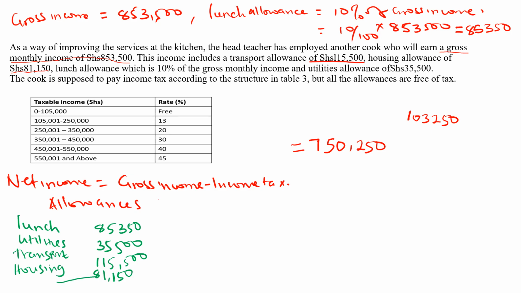So if you add all this, you get the total allowance of 317,500. From that, you can come here and find the taxable income.